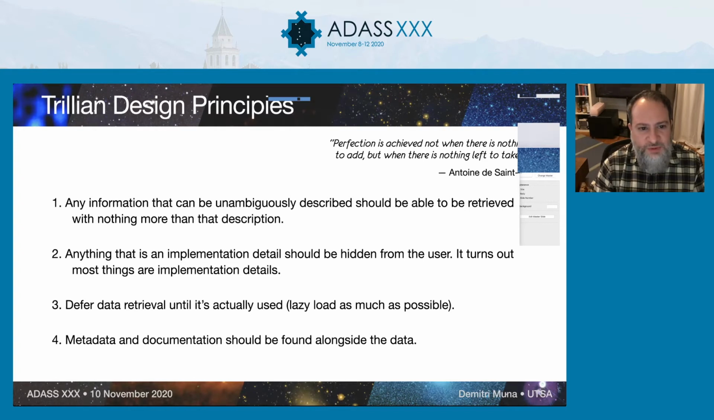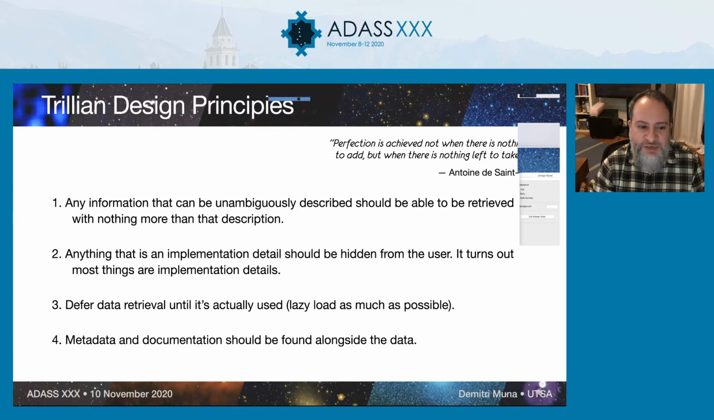I've come up with design principles as I've been working on this project, and they allow me to focus on where I want to go with this. So one of the important things for me is that any information that can be unambiguously described should be able to be retrieved with nothing more than that description. And I'll give an example of that. Anything that's an implementation detail should be hidden from the user. And it turns out that most things are actually implementation details.